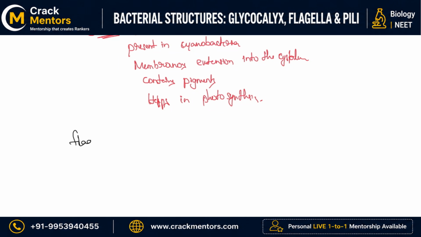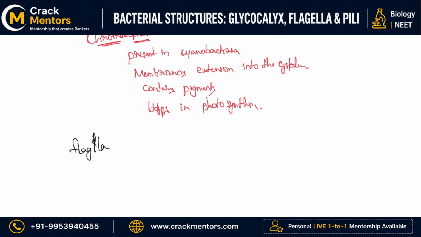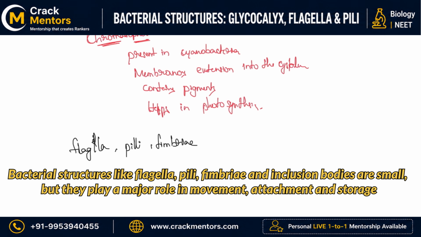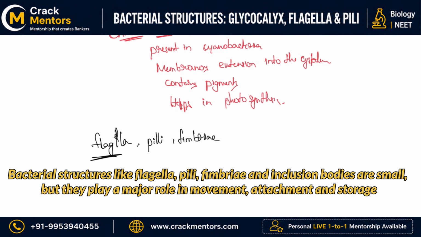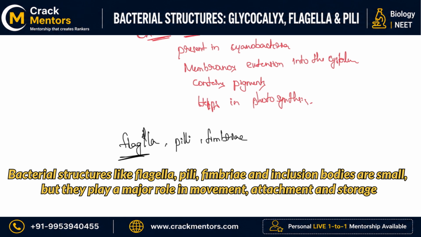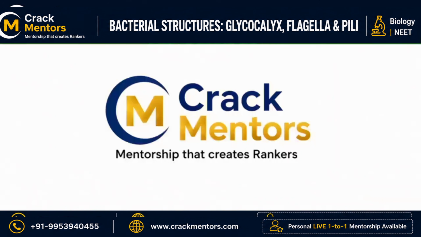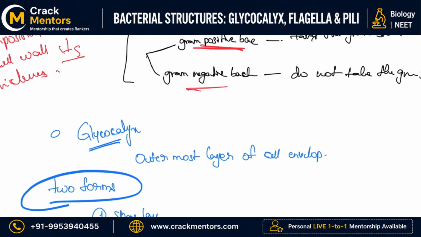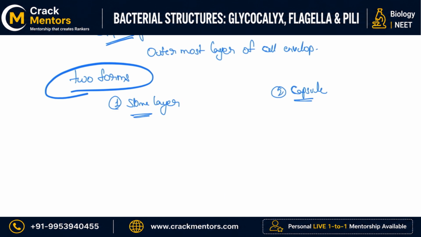Fimbriae. We talk about Flagellae, Pili and Fimbriae. What do you mean by a flagellae? Flagellae is this makes bacteria motile layer, and the next form is the capsule. The slime layer form and the capsule form.